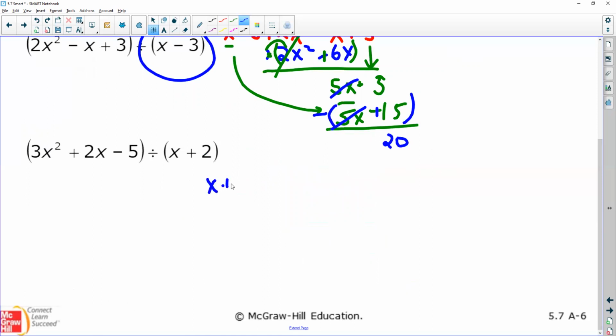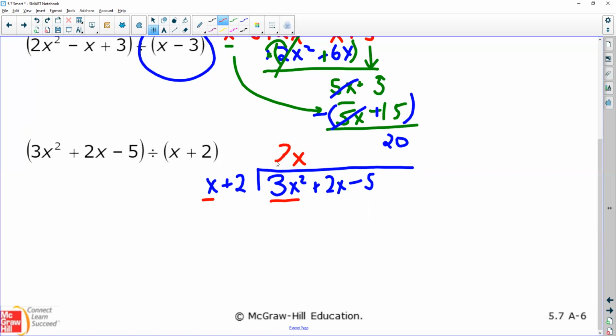x plus 2 on the outside. 3x squared plus 2x minus 5 on the inside. Okay, so first step is to say, how do I turn this x into a 3x squared? Well, I need an x. x times x means x squared. And I need a 3. And then I'm going to multiply. So 3x squared. 3x times 2 is plus 6x.